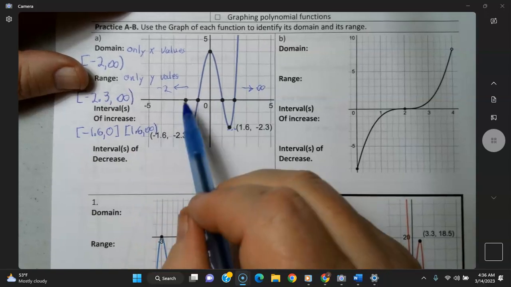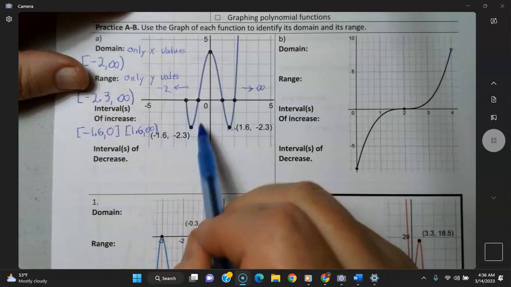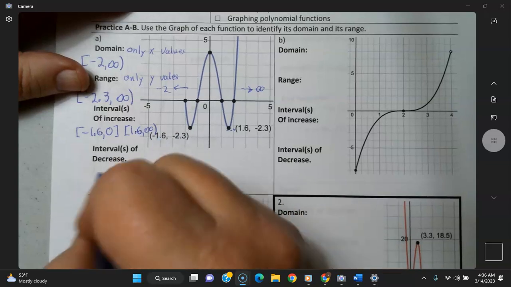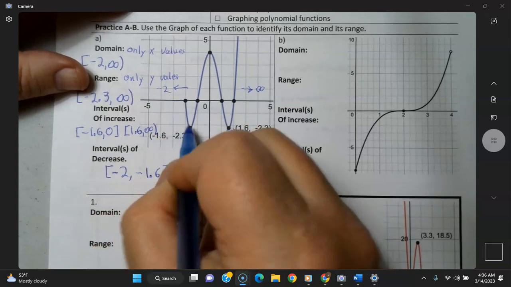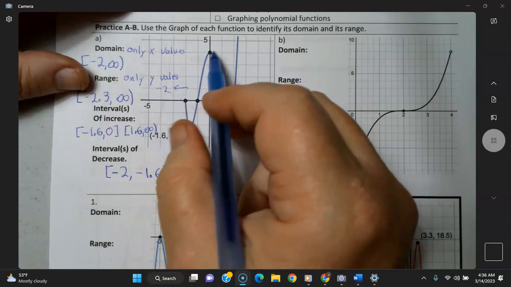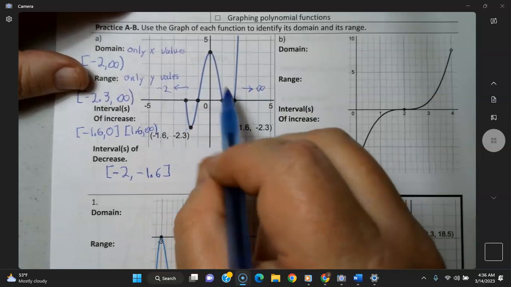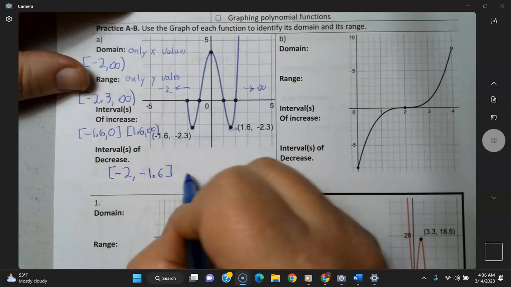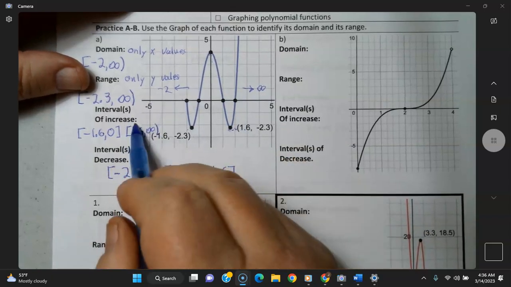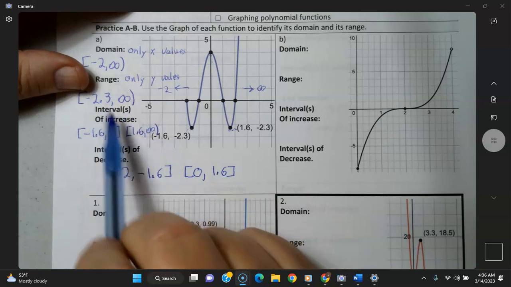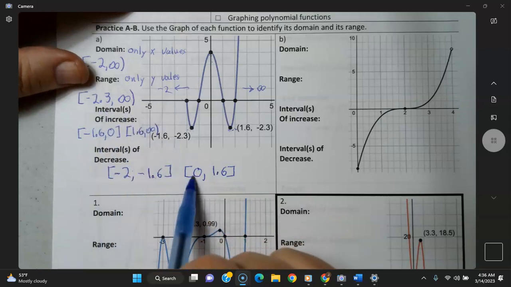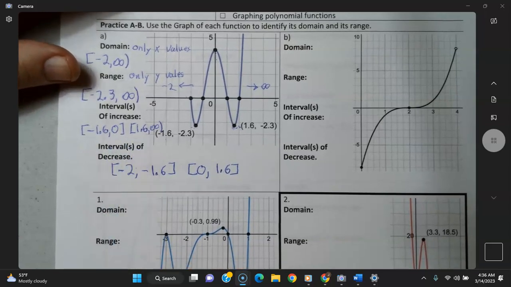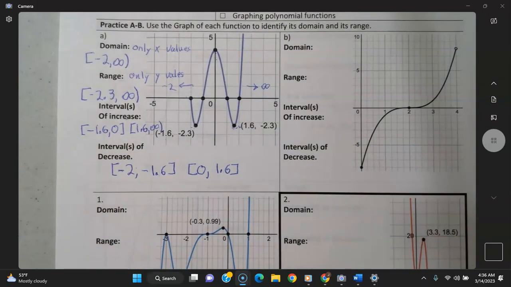The intervals of decrease: it's from -2 down to -1.6. Both of those values are included. It's going down, then it goes up. Now from here it goes down again, from 0 on the x-axis down to 1.6 on the x-axis. Again, for increase and decrease intervals, you only state the x coordinates.